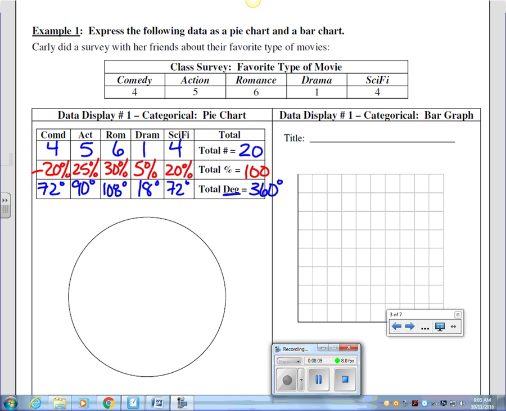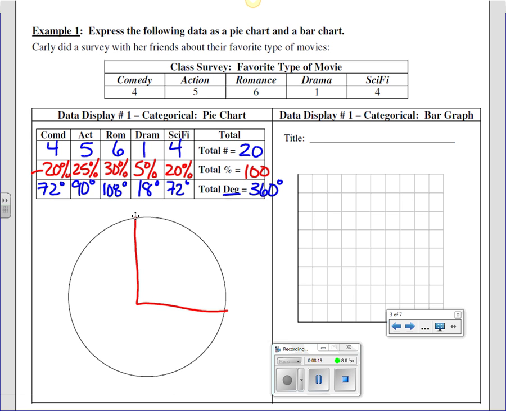I think the easiest one to do first is 90 degrees, because what kind of angle is a 90-degree angle? A right angle. So I go ahead and draw a right angle, and as you can see, I've already taken up too much of the circle, but it's fine, okay? It's close enough. So this is 90 degrees. So I need to label that what category? Action.